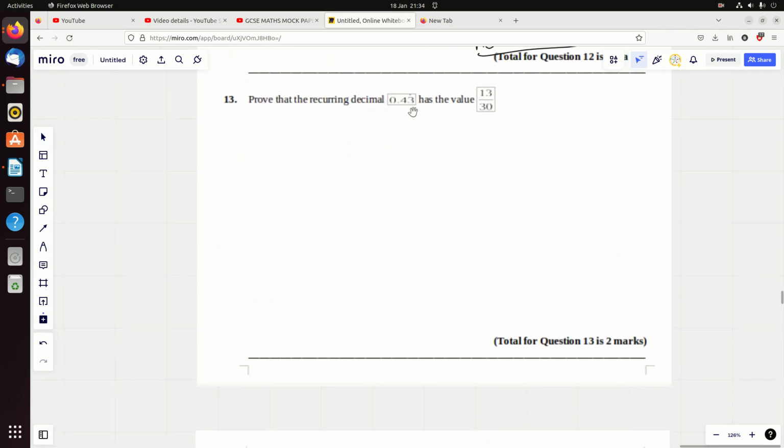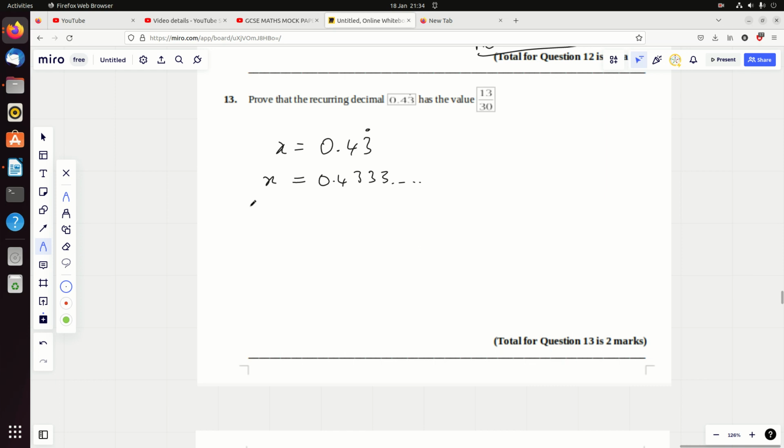Prove that the recurring decimal 0.43 recurring is 13 over 30. I saw an interesting approach to this, but I'm going to show you what they expect. I might even show you afterwards what one student did in my class. It was quite clever. I quite liked it, but I don't know if they'd accept it. Okay, right. So obviously x equals this.